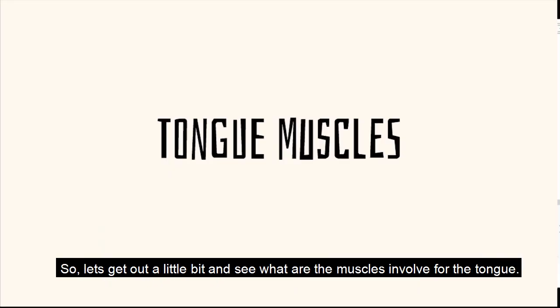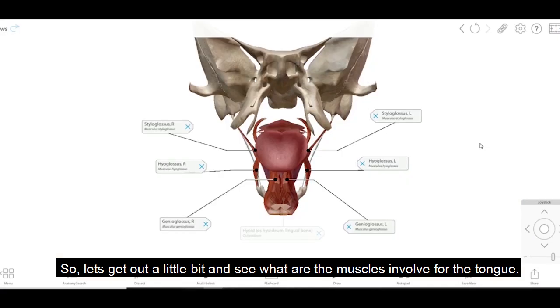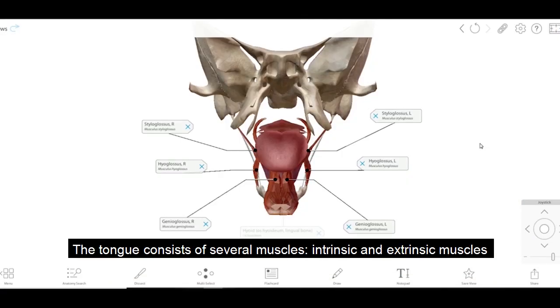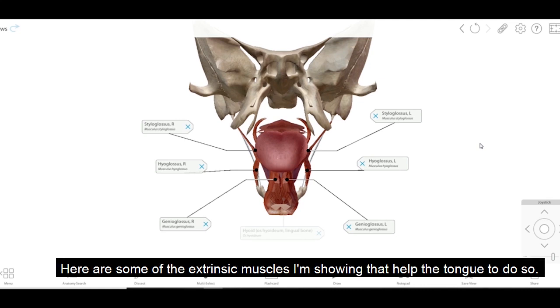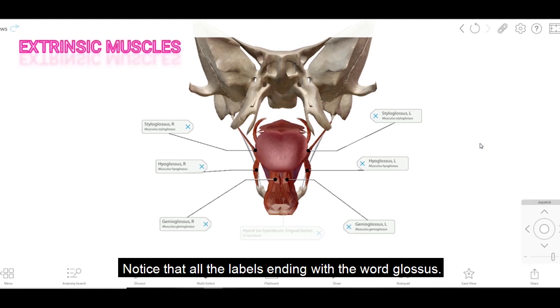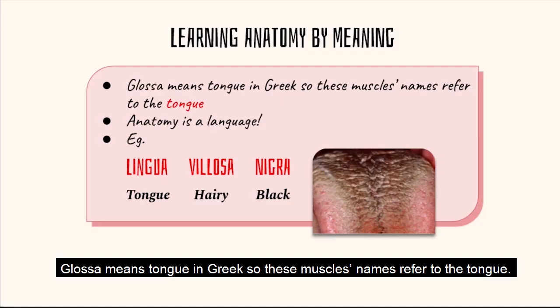So let's zoom out a little bit and see what muscles are involved for the tongue. The tongue consists of several muscles, intrinsic and extrinsic, that help it to bend, twist, and stretch so we can speak and swallow food. Here are some of the extrinsic muscles I'm showing that help the tongue to do so. Notice that all the labels here end with the word glossus. Glossa means tongue in Greek, so these muscles' names refer to the tongue.